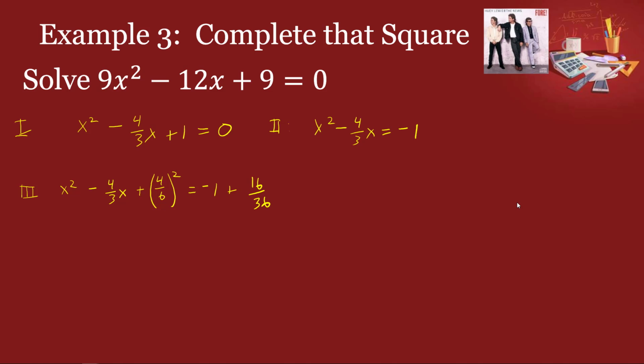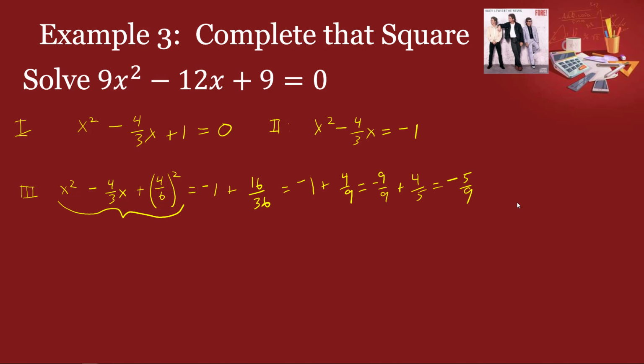All right. Notice how this can be reduced. They both have common factors of 4. So I can rewrite this as -1 plus 4/9. And that will be equal to -9/9 plus 4/9, which is -5/9.